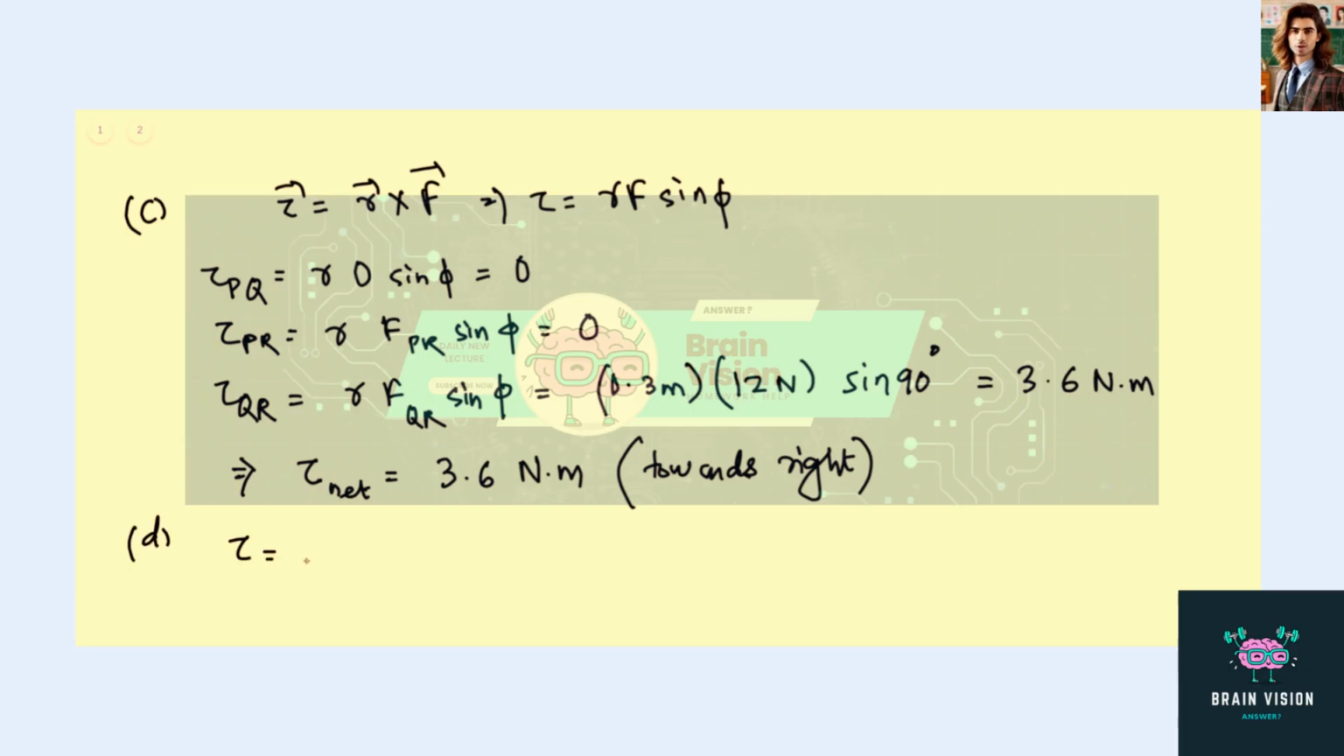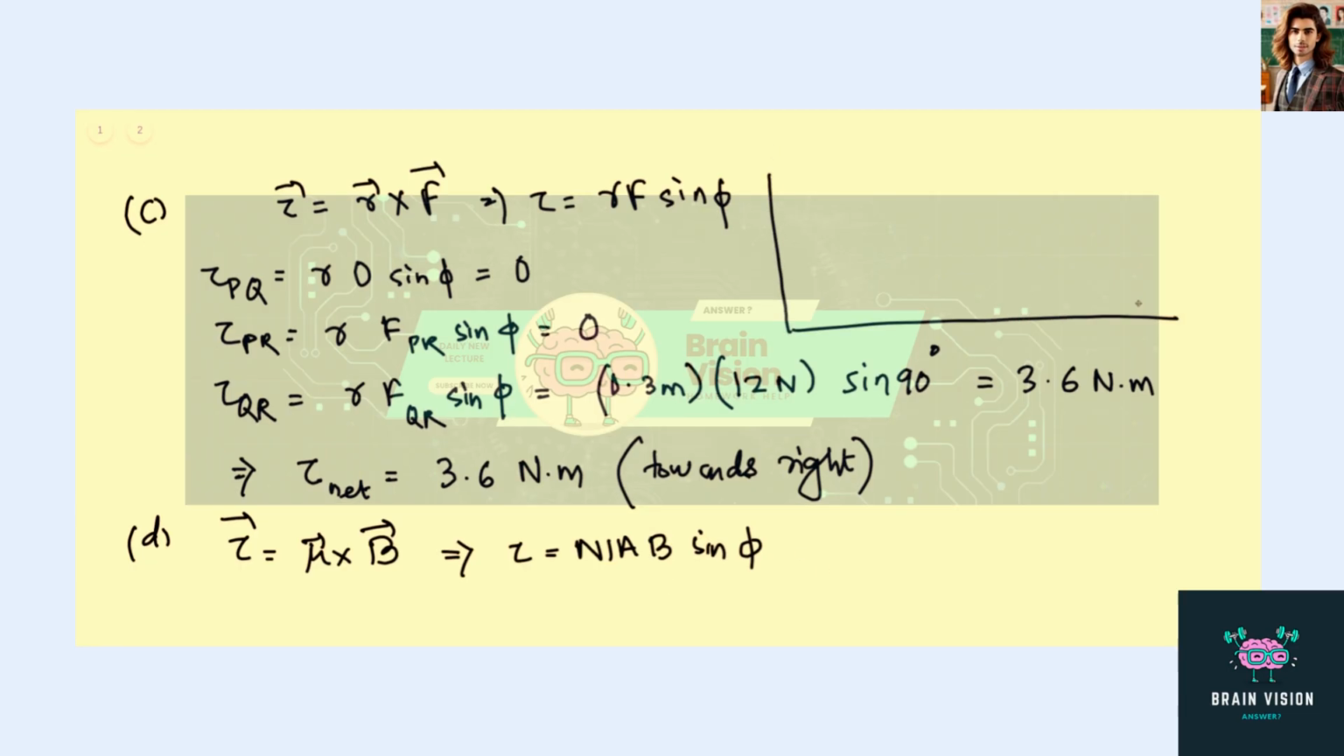Now for the last part, we use torque equal to mu cross B, where mu is N times I times A. So the magnitude of the torque will be NIA times the magnitude of the magnetic field times sine phi, and phi is 90 degrees. Let's write all the values. N is just 1 because there is just one turn.